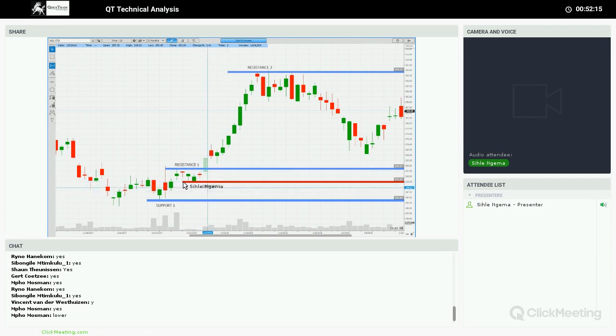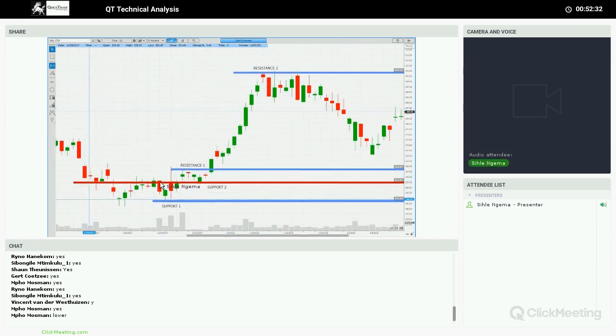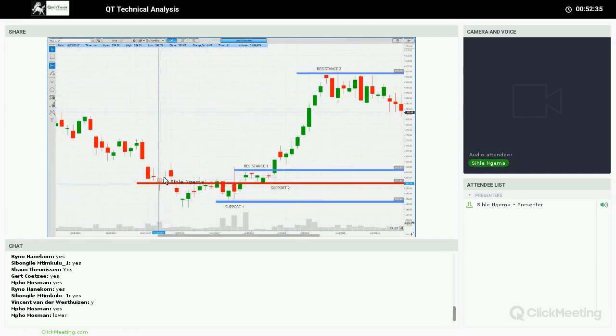I'm going to extend this line of support 2 now. I'm going to extend the line and I will show you. When I extend the line here now at support 2, based on this current movement here, I can see that this movement was actually support before.